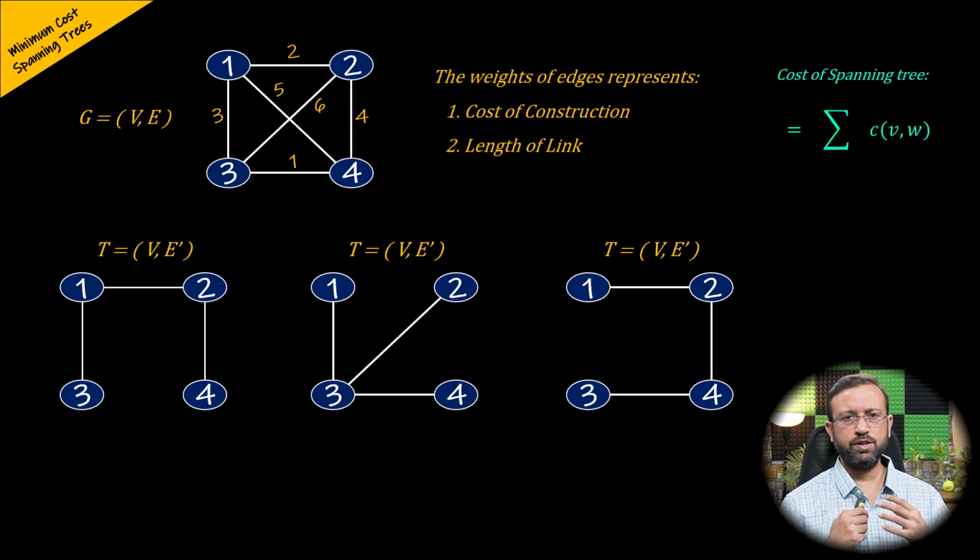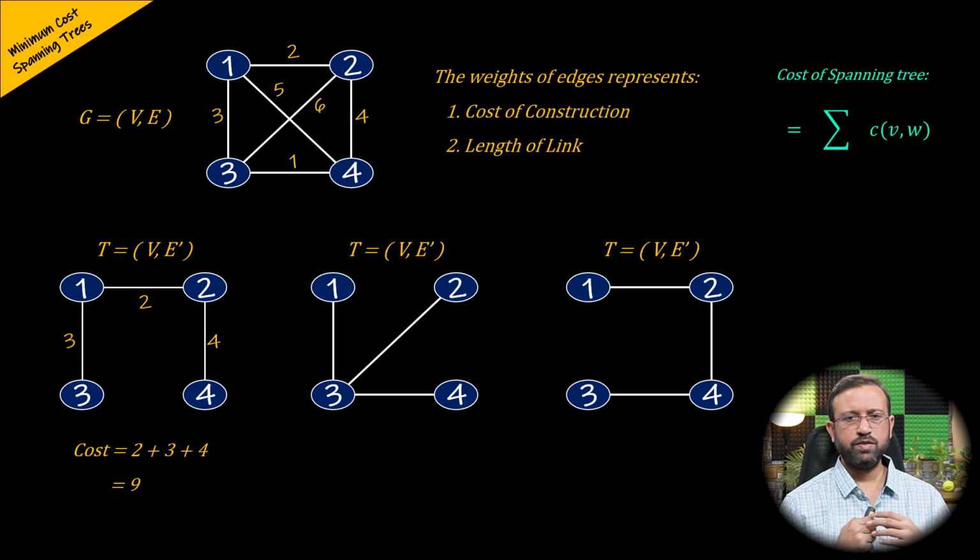Therefore, the cost of the first spanning tree will be the summation of the cost of the edge between vertex 1 and vertex 2, which is 2, plus the cost of the edge between vertex 1 and vertex 3, which is 3, and the cost of the edge between vertex 1 and vertex 4, which is 4. So, the total cost of the spanning tree will be 2 plus 3 plus 4, which is 9.